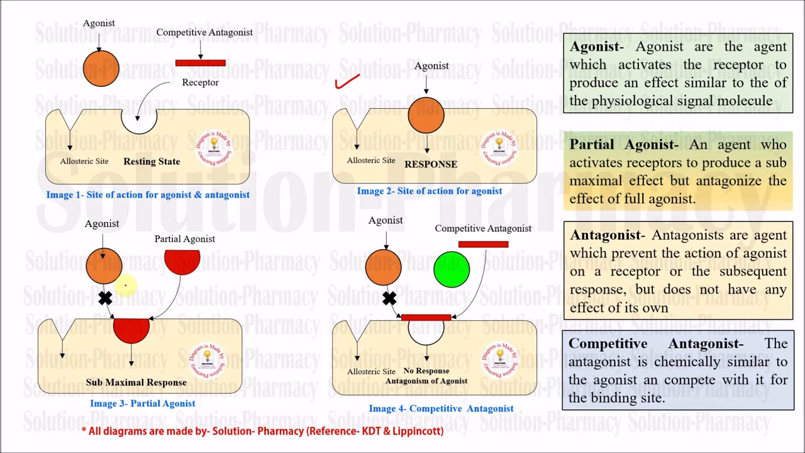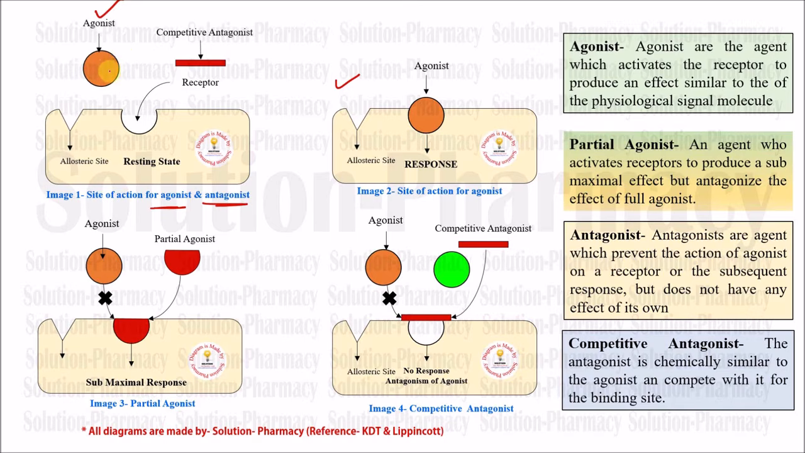The first diagram, image number 1, represents the site of action for agonist and antagonist. This is a representative diagram. Neither agonist nor antagonist has yet taken place in its binding site. So this will show you the basic sites and the basic types of drug according to their chemical or physical nature. In this diagram, as you can see, this is an agonist. A circle of orange color is representing the agonist.